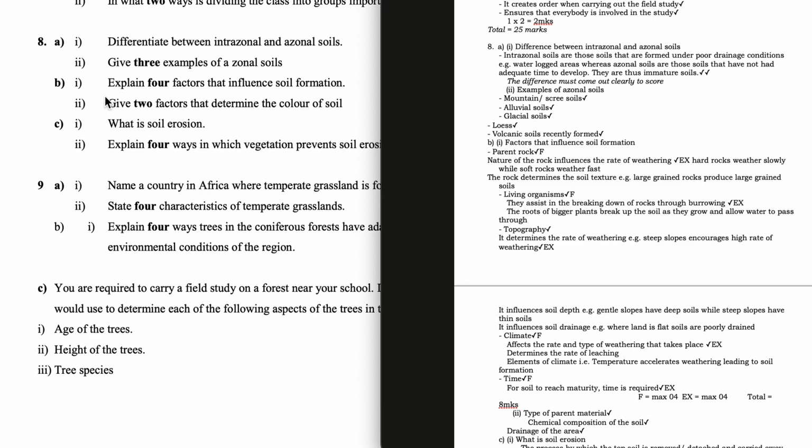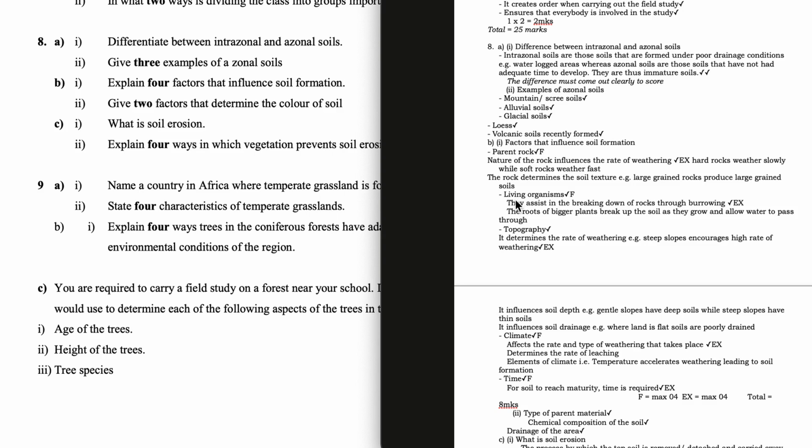Question 8B1. Explain 4 factors that influence soil formation. Parent rock. The nature of the rock influences the rate of weathering. For example, hard rocks weather slowly while soft rocks weather fast. The rock determines the soil texture. For example, large-grained rocks produce large-grained soils.